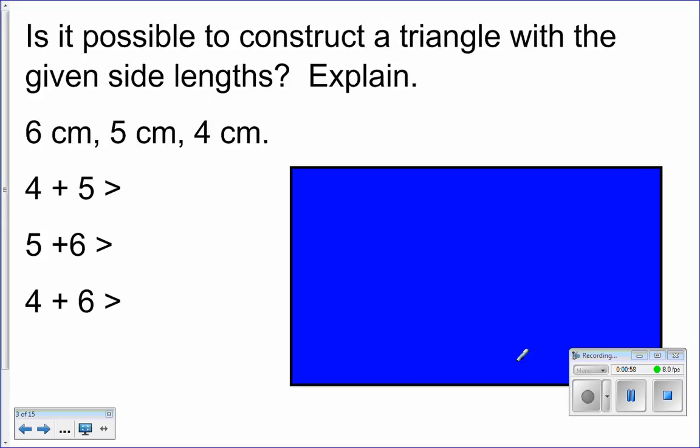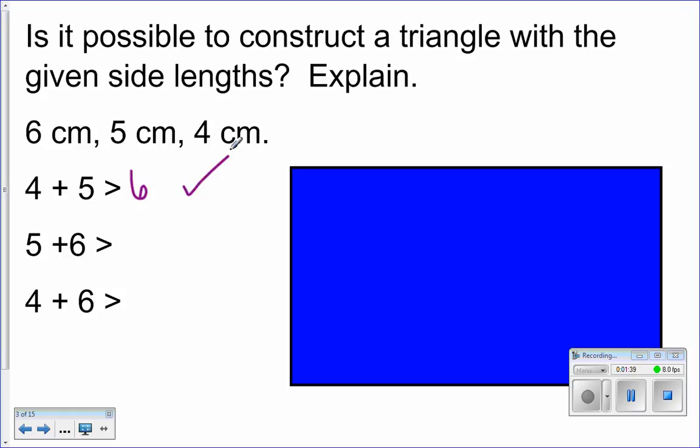So let's look at this. Is it possible to construct a triangle with the given side lengths? So we have 6, 5, and 4. What we want to do is think of all the different combinations, adding two sides to make sure the sum is greater than the third side. So for this one, we have a triangle that's 6 centimeters by 5 centimeters by 4 centimeters. I want to make sure that when I add 4 plus 5, it is greater than our third side that we didn't use, which is 6. So is 4 plus 5 greater than 6?